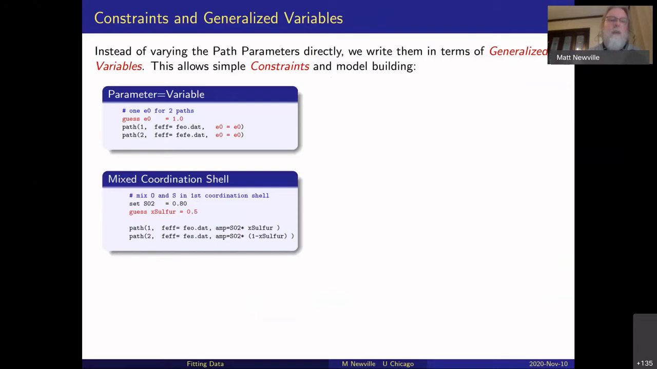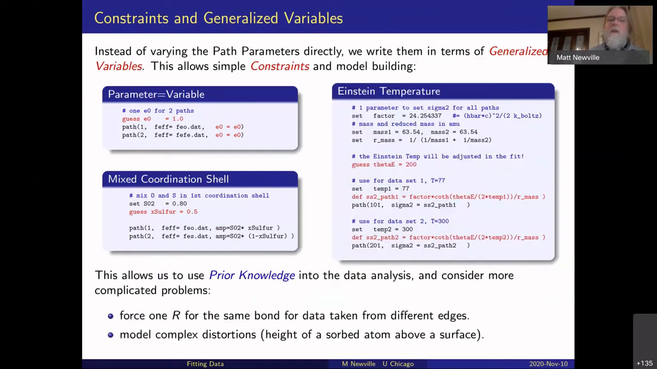For some cases, you'll have a mixed coordination shell. So the question will be, I know I have oxygen and sulfur, how many of each do I have? But you'll also know that you have a total; that's a fractional question, not a total question. That is, you can say, I have 6 neighbors, how many of them are sulfur? And so you can say that one path will have an amplitude that goes as X, the fraction of sulfur, and the other one would be 1 minus X. So that would give you the fractional amount of sulfur in each path.